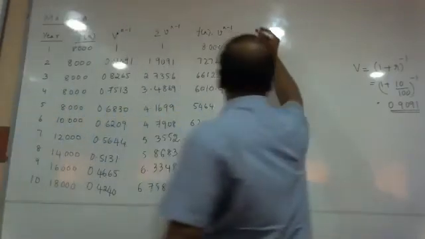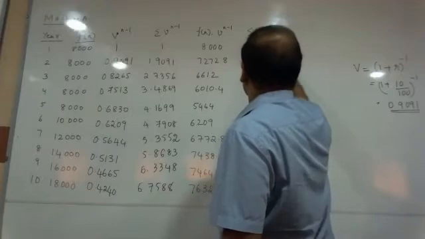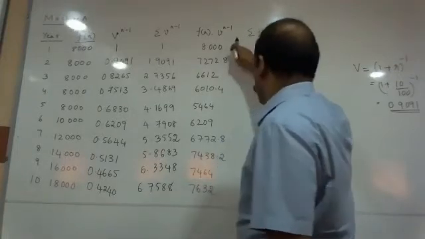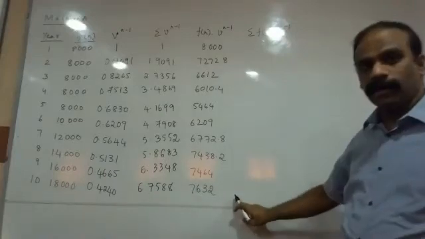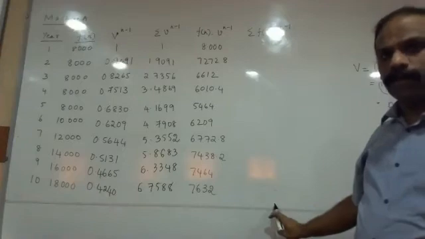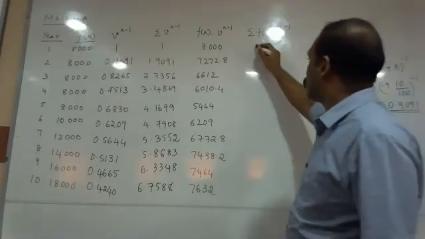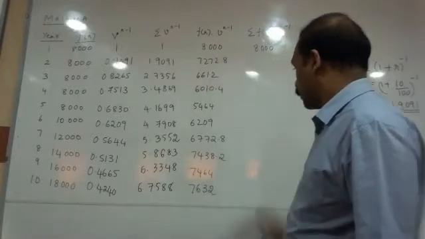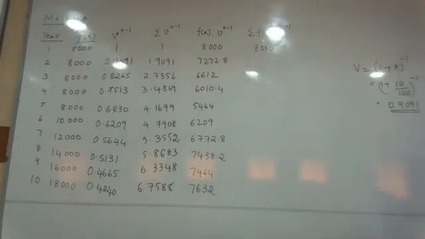Now the next step is to find the summation of f of n into V to the power of n minus 1. Whatever values we have got here, I'm supposed to find the cumulative values of these. So the first value will remain as it is, which is 8,000. Next, 8,000 plus 7,272.8. Can you please find the cumulative values and tell me now? Just keep it ready.